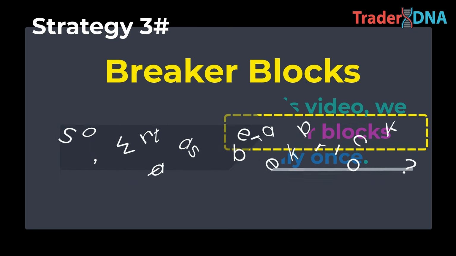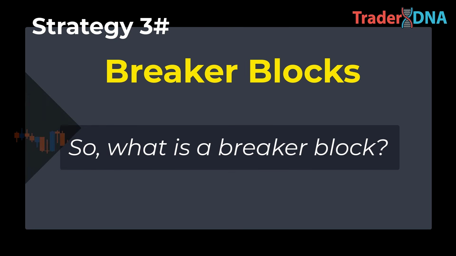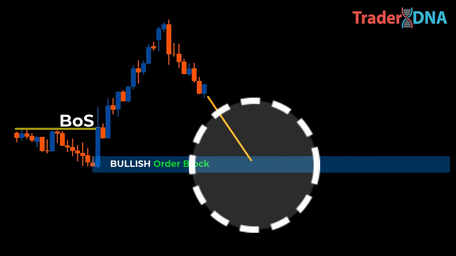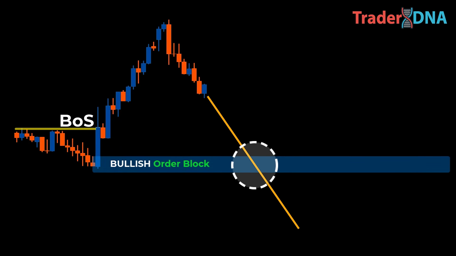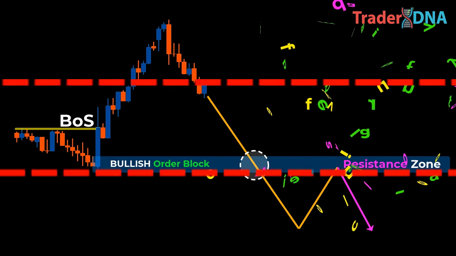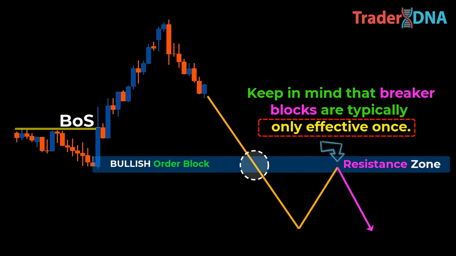So what is a breaker block? A breaker block is a previously valid order block that has been broken by the price. Once this happens, the price may retrace back to that level, which can then act as a resistance zone where the price might reject again. This gives us a chance to enter a short position at the breaker block. Keep in mind that breaker blocks are typically only effective once. After the price breaks and retests the level, its usefulness usually ends.